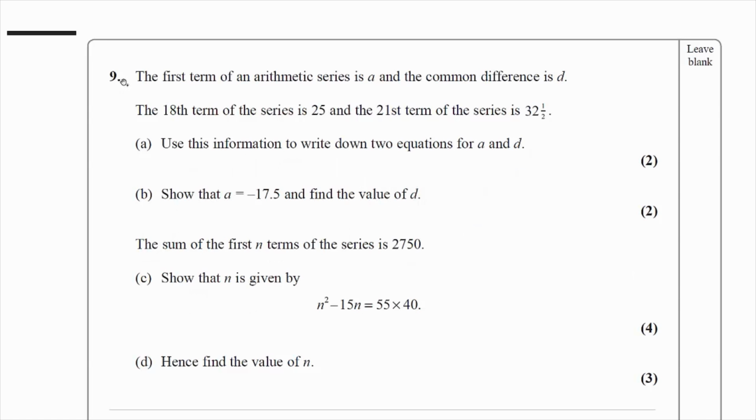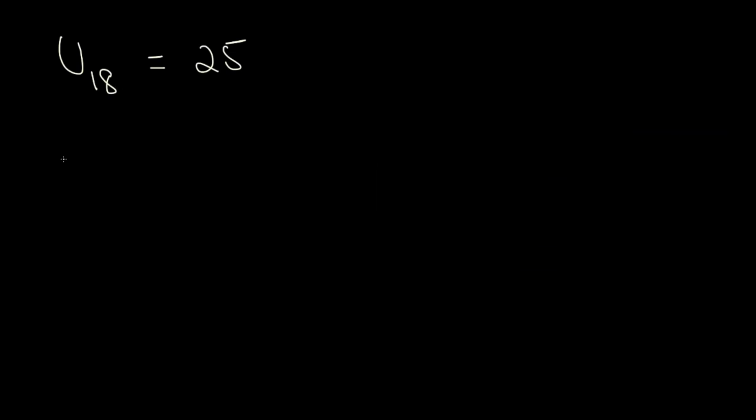Next, the question says the 21st term of the series is 32.5. So we go back to the question paper and we say U21 equals 32.5. Now we've presented our information the way the examiner would like to see it. These are going to be awarded consideration towards your marks in the exam, so you must write them down.